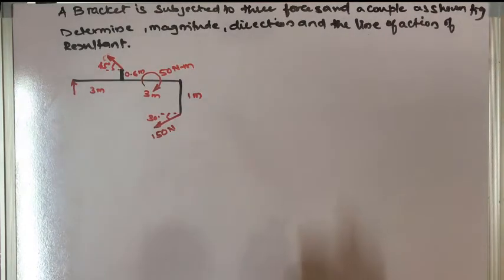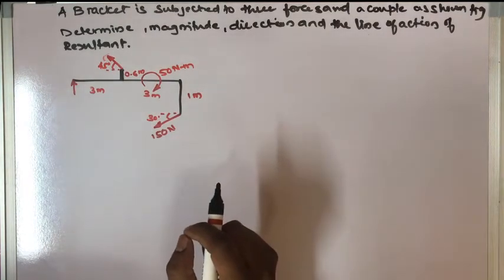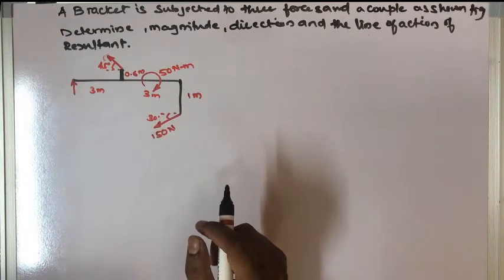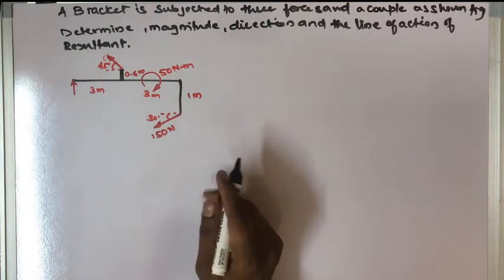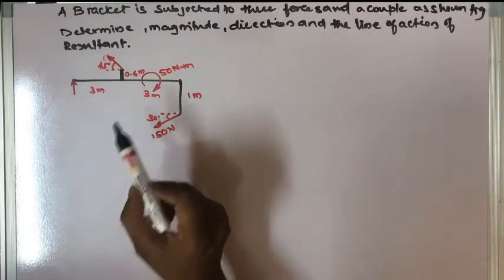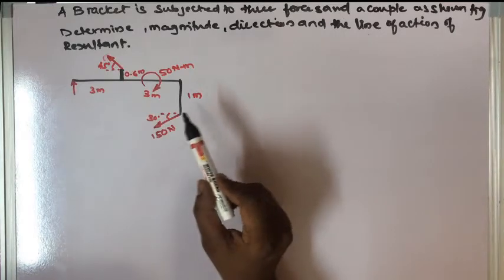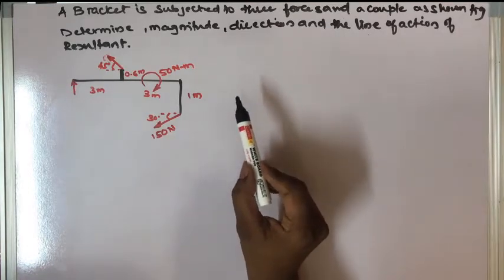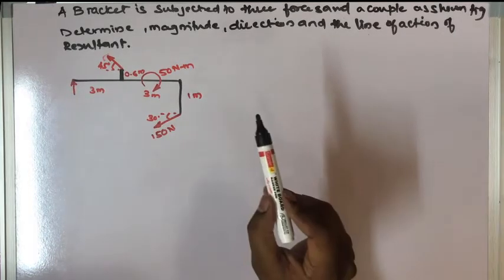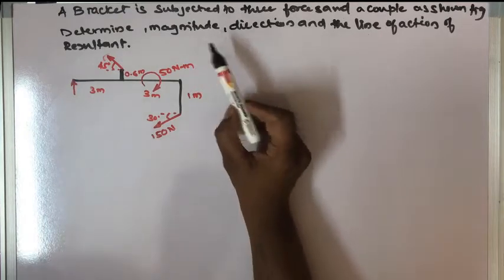So in this case, I will be explaining one more problem on the analysis of a non-concurrent force system. The question is given: a bracket is subjected to three forces and a couple as shown in the figure. Determine the magnitude, direction and the line of action of the resultant. That means we have to calculate the R value.